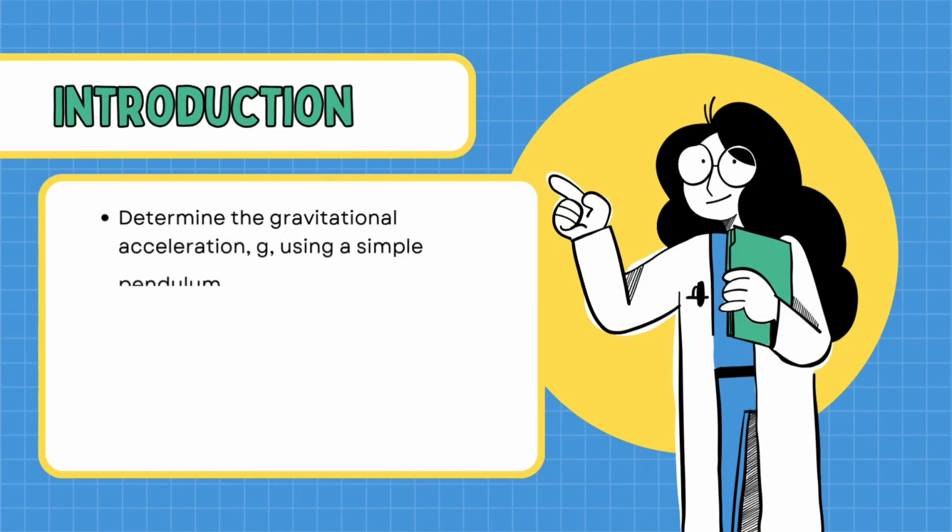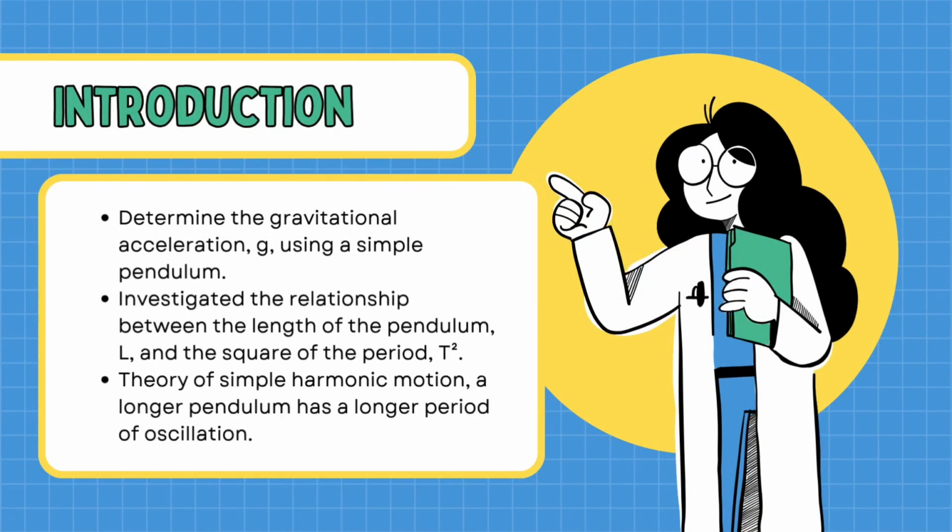The aim of this experiment was to determine the gravitational acceleration g using a simple pendulum. We also investigated the relationship between the length of the pendulum L and the square of the period T squared. According to the theory of simple harmonic motion, a longer pendulum has a longer period of oscillation. Therefore, by measuring the period for different pendulum lengths, we can determine the value of gravitational acceleration.